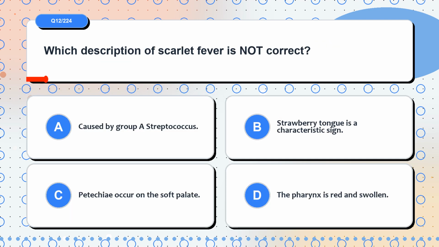Question 12. Which description of scarlet fever is not correct? Here are the options. Option A. Caused by group A streptococcus. Option B. Strawberry tongue is a characteristic sign. Option C. Petechia occur on the soft palate. Option D. The pharynx is red and swollen.